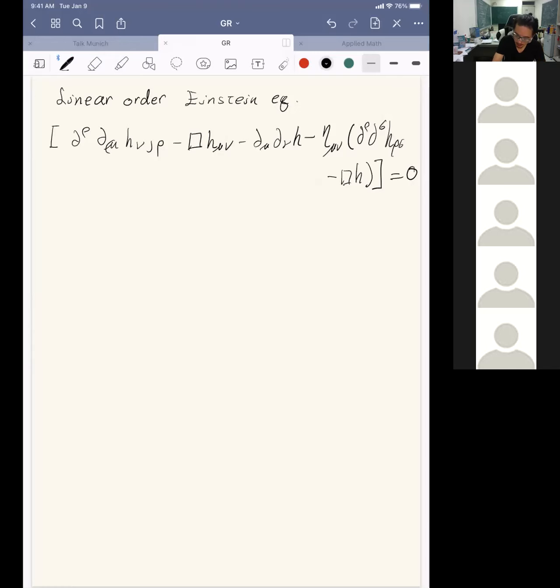Of course, if you have matter, then on the other side you're going to have the stress tensor. Now notice I'm doing the linearized expansion in terms of my h here. So I'm just going to leave it like that. So this is just my matter stress tensor.